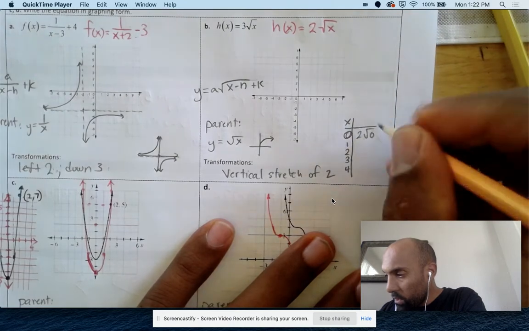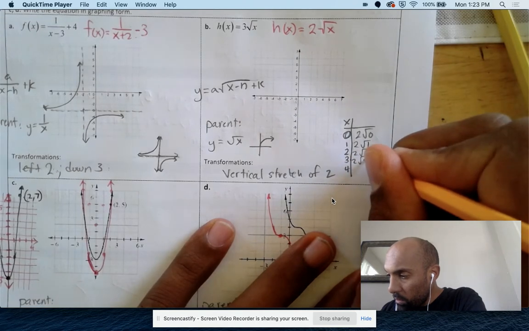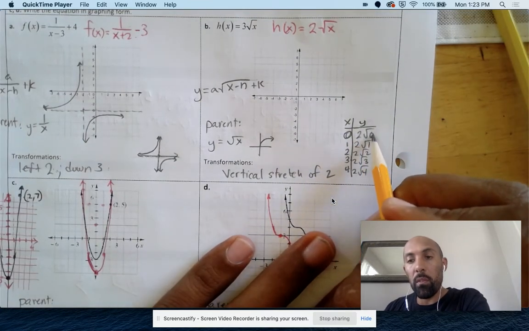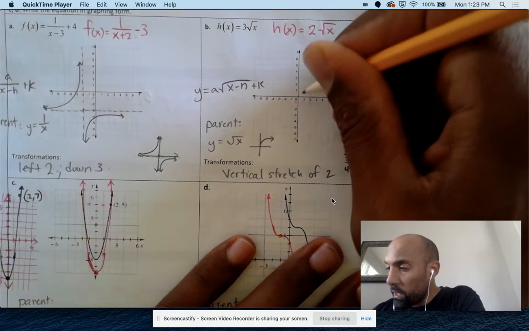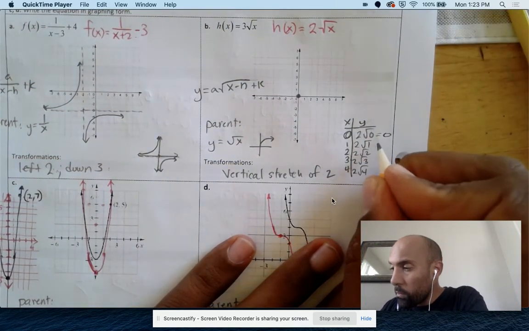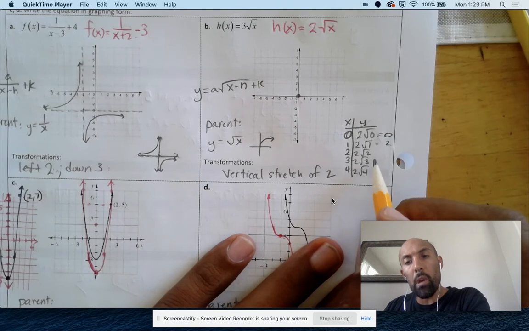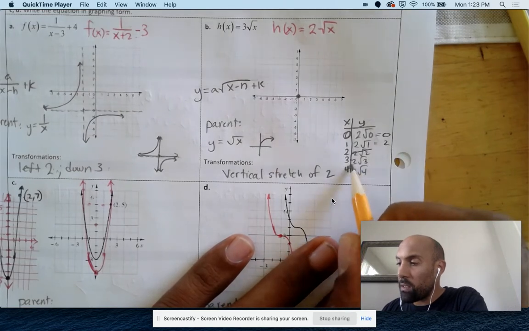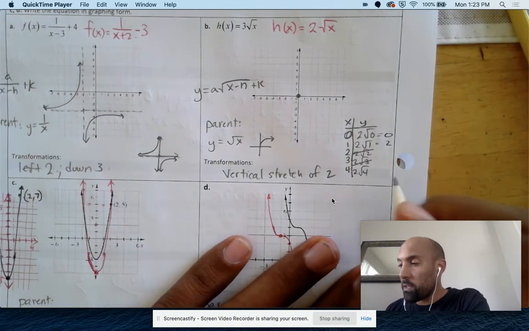To get the y value, I'm going to plug these values into the function: 2 times the square root of 0, 2 times the square root of 1, 2 times the square root of 2, 2 times the square root of 3, and 2 times the square root of 4. The square root of 0 is 0, times 2 is 0, so my first point is (0, 0). The square root of 1 is 1, times 2 is 2. The square root of 2 is a decimal, so I'm going to skip that one. The square root of 3 is also a decimal, so I'm skipping that too. The square root of 4 is 2, and multiplying by 2, I get 4.